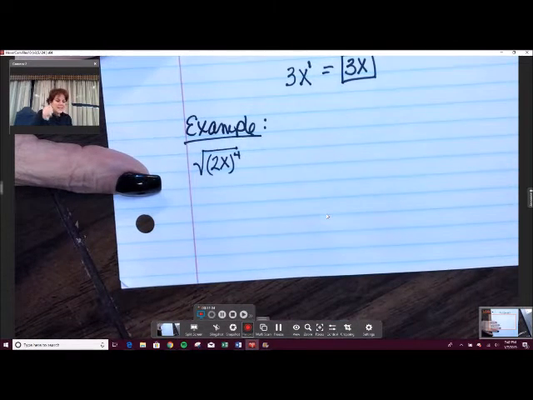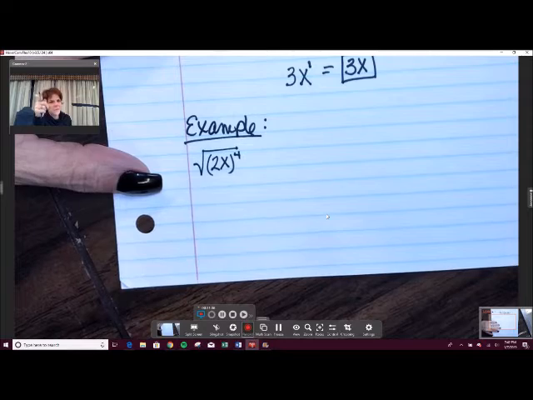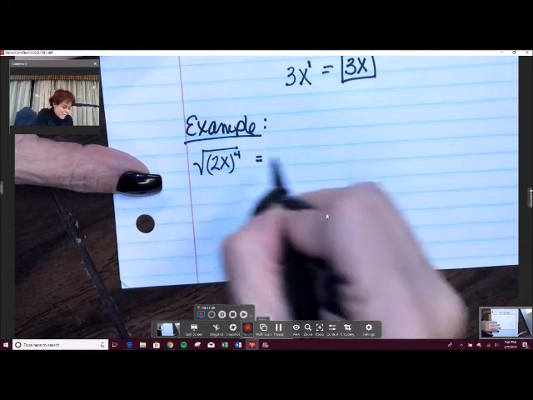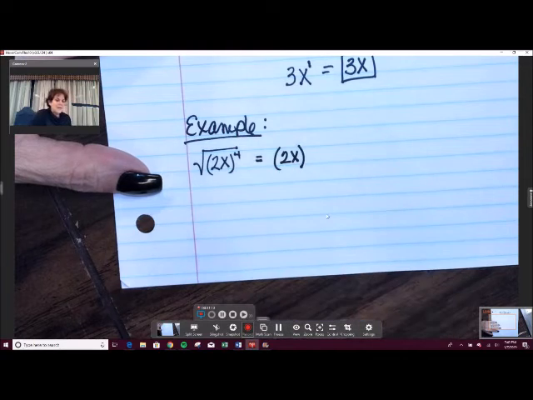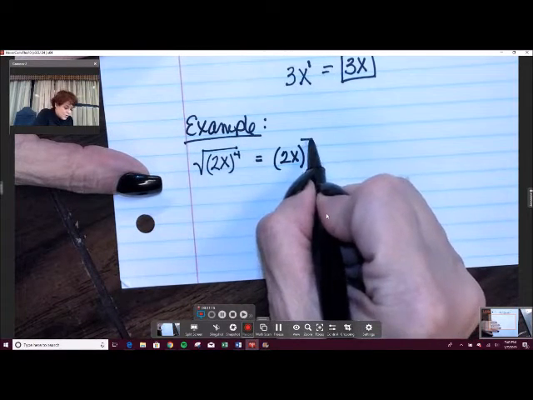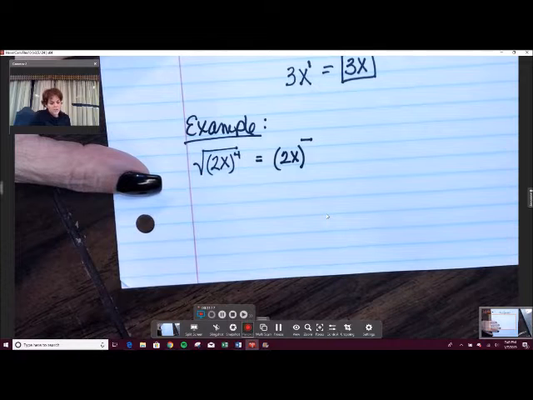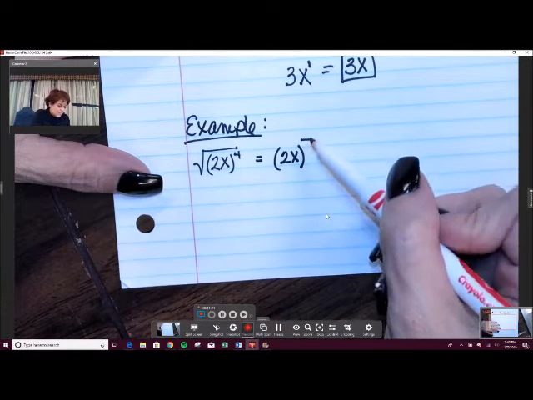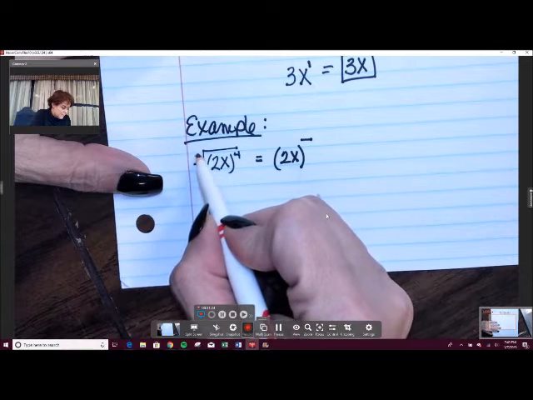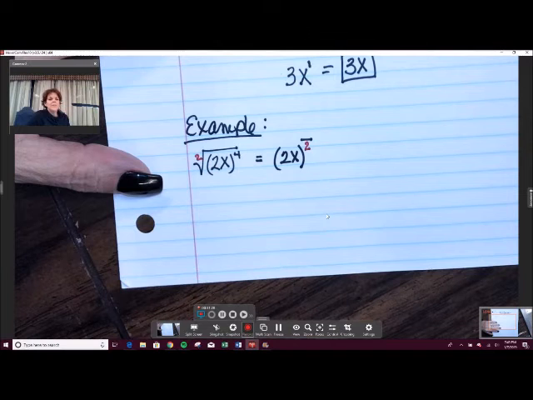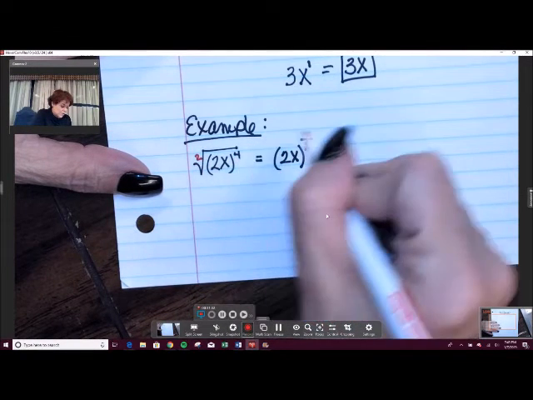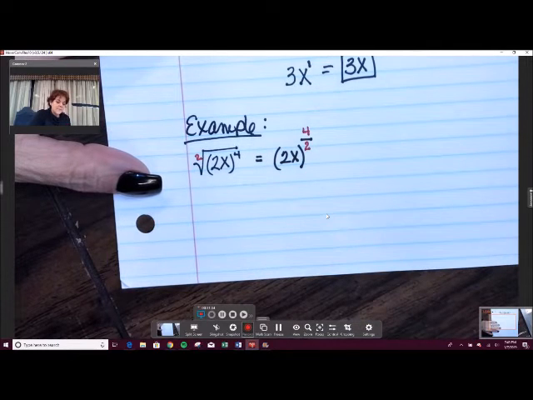I know that when I see a radical, that means I have a fraction. So what's my base? Well, my base is 2x. Okay, I know I have a fraction, so I'm just going to go ahead and put my fraction. So what's the root? What goes on the bottom? Well, the root is the square root, so a 2 goes on the bottom. What's the exponent? Yep, it's this 4. So it's 4.